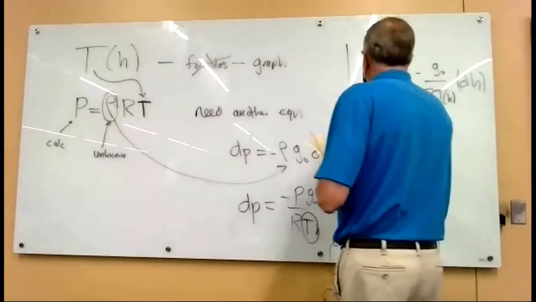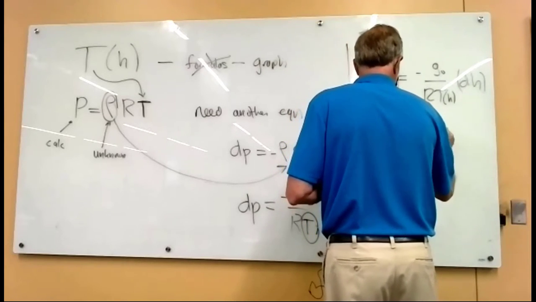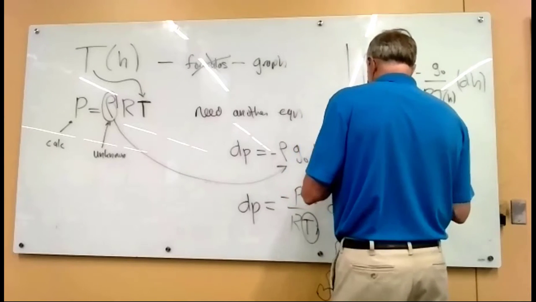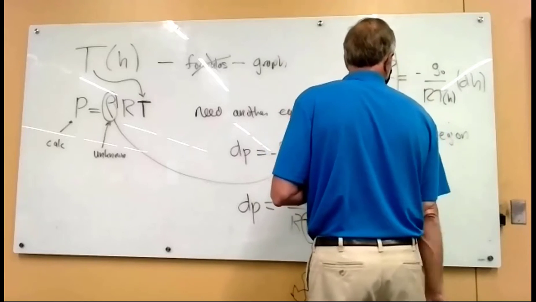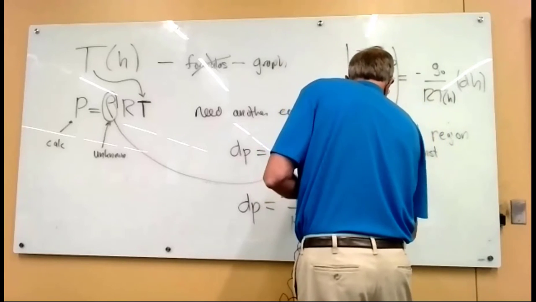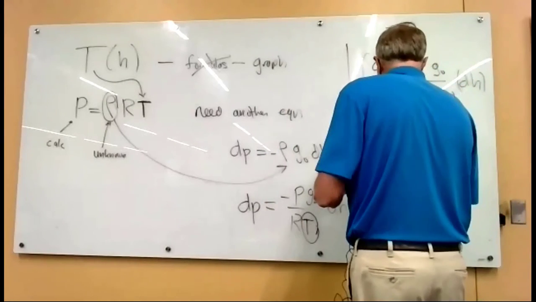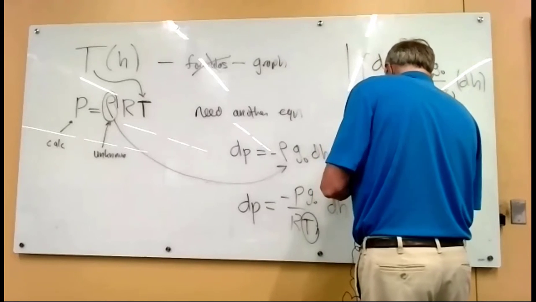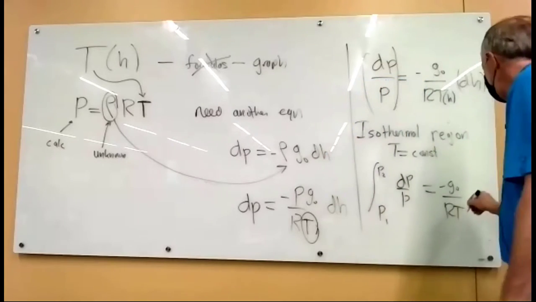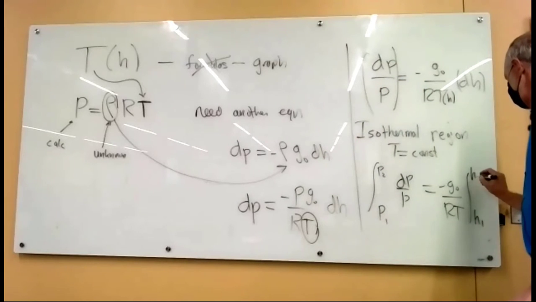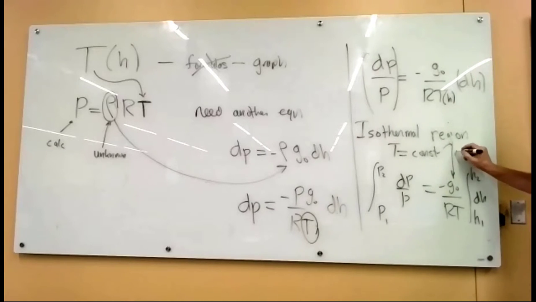So let's say we're in an isothermal region. That means T is constant. Notice I picked an easy one here. So if we want to integrate from one altitude 1 to a different altitude 2, that's what we do. Notice I can pull the temperature outside the integral because the temperature is constant. So I can pull outside.